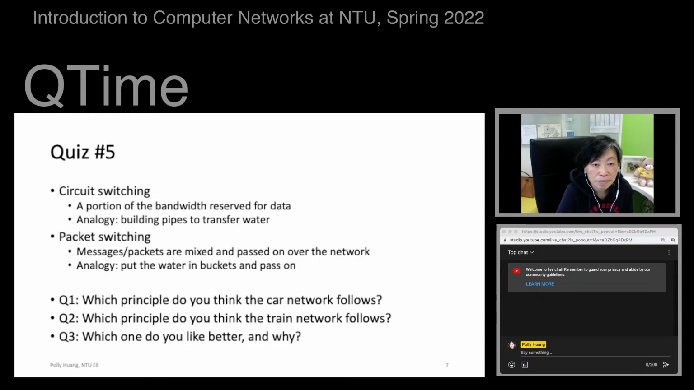Q3, which one do you like better? Circuit switching or packet switching? Okay, and this obviously is personal. As long as you can justify why you like one over another, then you're fine.